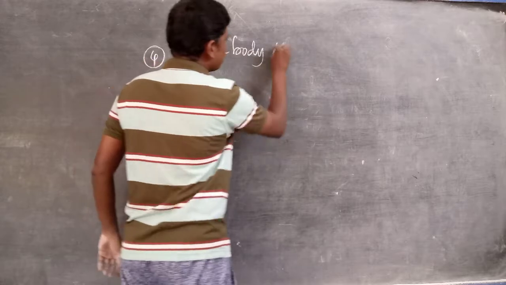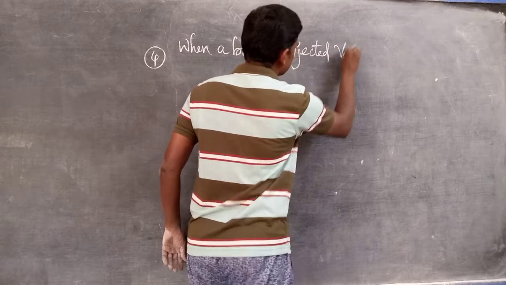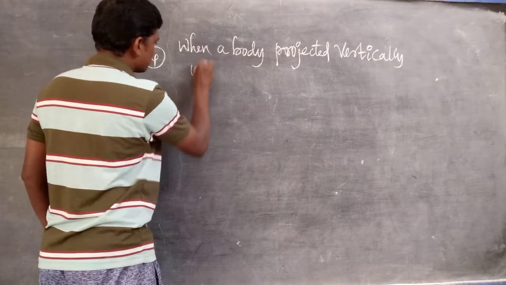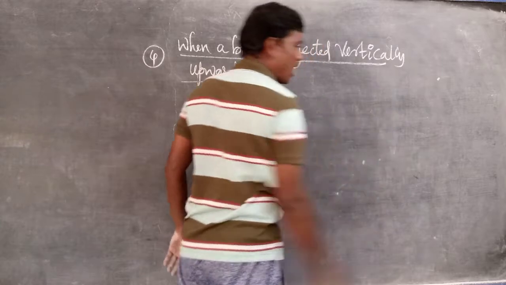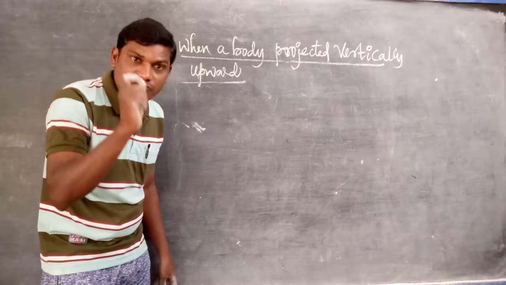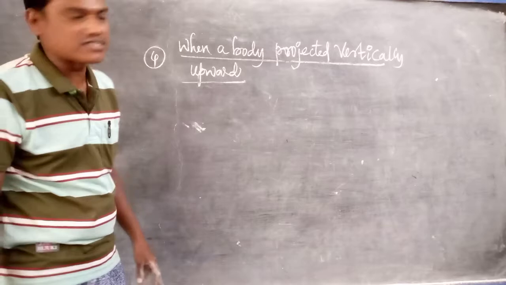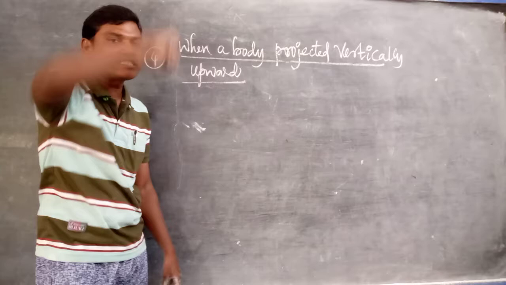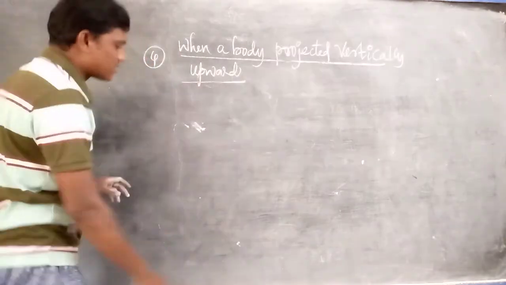When a body is projected vertically upward, at the maximum height the velocity of the body is reversed but the acceleration is constant. Listen very carefully. When a body is projected vertically upward, at the maximum point the direction of the velocity is reversed but the acceleration is constant. Is it correct or not?